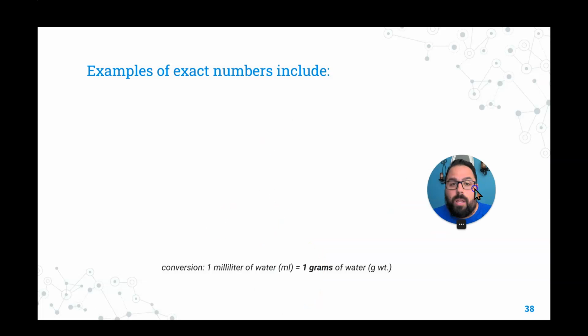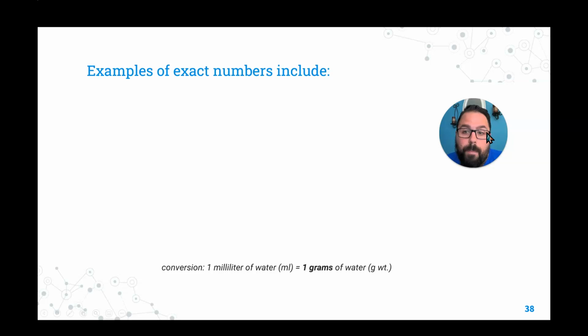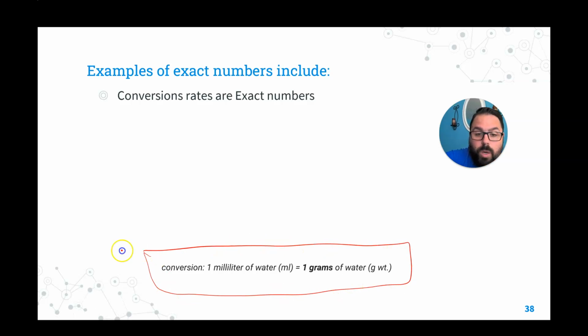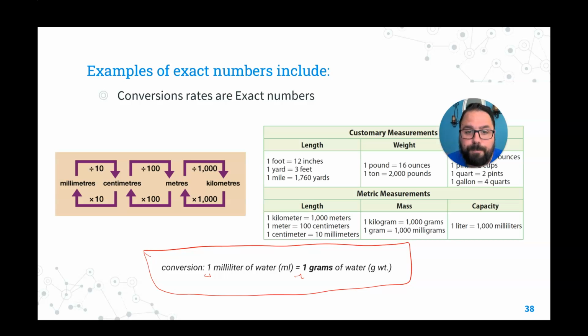So for example, when we talk about conversions, they are exact numbers. So when I said 1 milliliter of water equals 1 gram of water, this is a known fact. When you convert from milliliters to grams or vice versa, that's an exact number. You would not count any of these things when we talk about how to use significant figures. Exact numbers don't go into that.